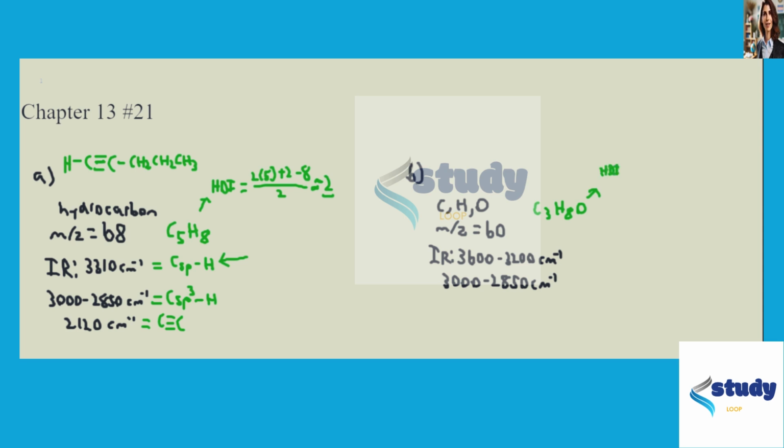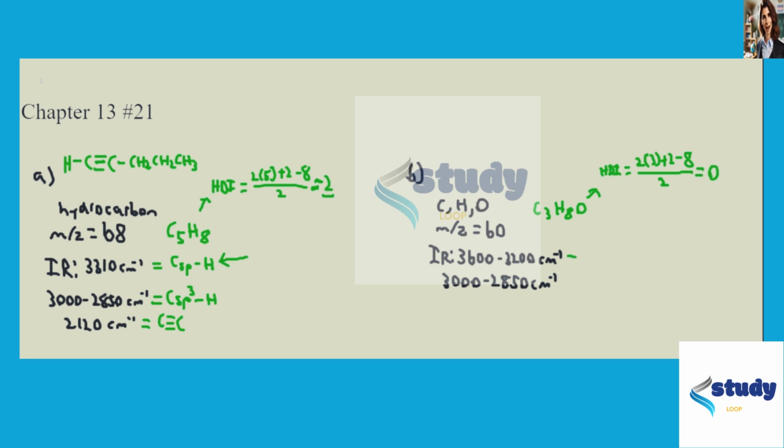So again, HDI is going to be 2 times the number of carbons plus 2 minus the number of hydrogens, all of that over 2. And it ends up being 8 minus 8 over 2, so 0 over 2, so 0. So no unsaturation here. So that's good. We don't have any double bonds. We don't have any rings. So we can look now at our IR data.